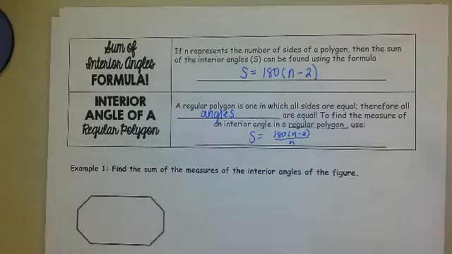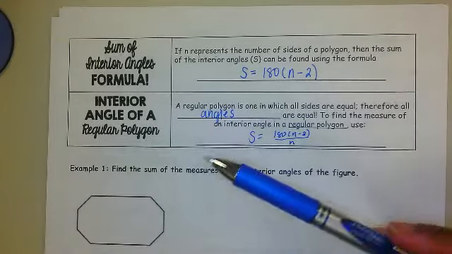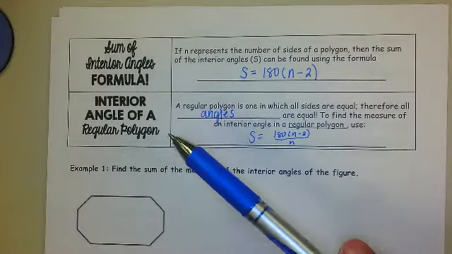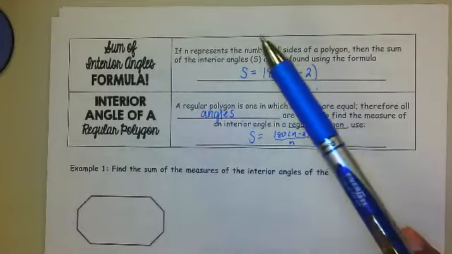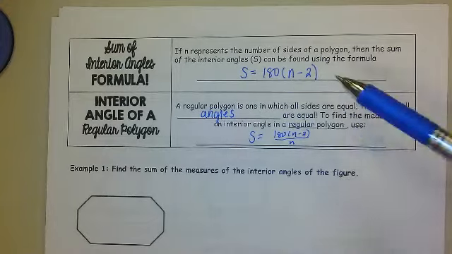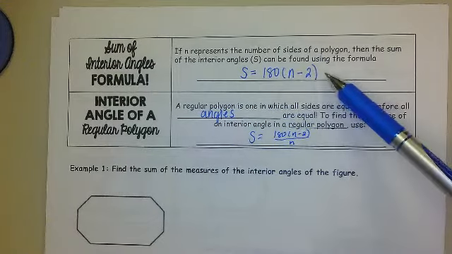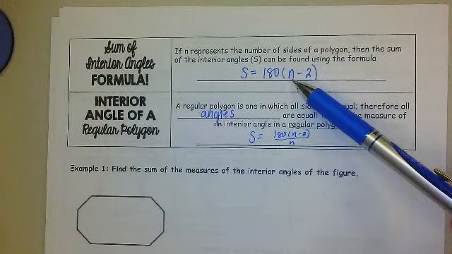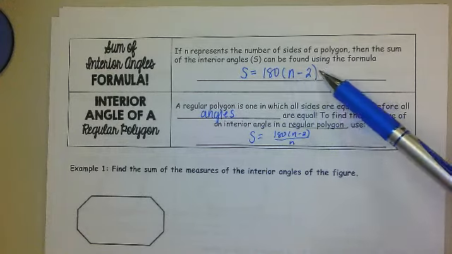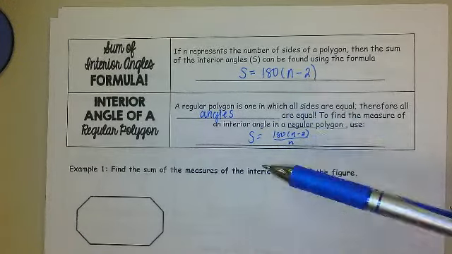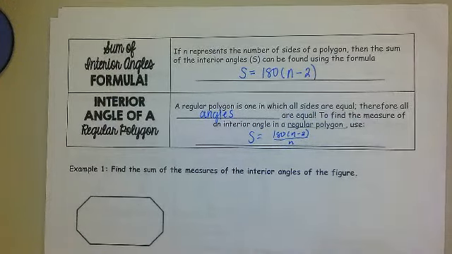Okay, so we're going to talk about day one, and we're going to talk about polygons. Sum of interior angles formula: if n represents the number of sides of a polygon, then the sum of interior angles can be found using this formula. So n is the number of sides. Say something had 4 sides. So 4 minus 2, we put in 4, subtract 2 times 180. That would tell me the sum of the angles.